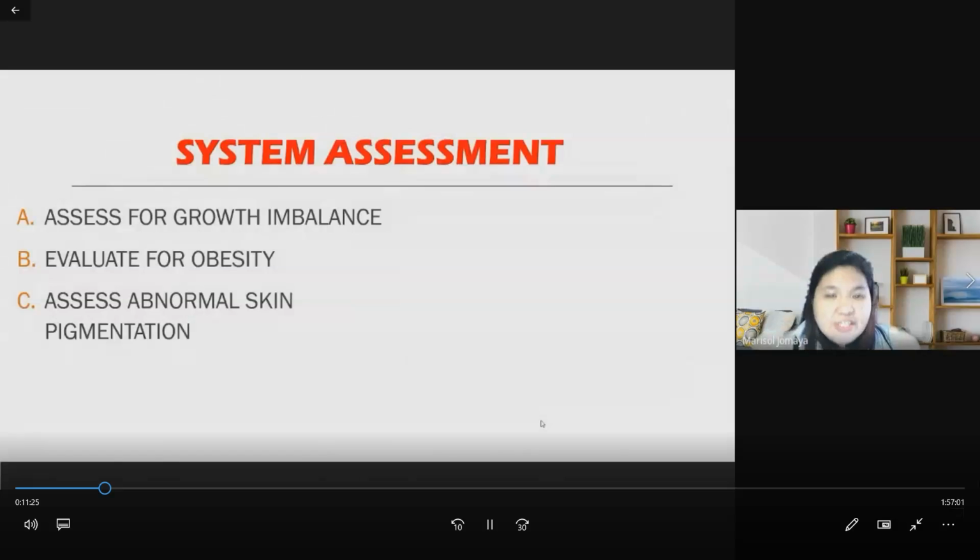Next, what other system assessment do you need to do? Assess for abnormal skin pigmentation. Yes, we have discussions about this, though I think in your case, I did not handle your infectious and integumentary disorders. So if you can still remember, in NCM 112, there were discussions about your integumentary disorders and also the manifestations or these several types of your lesions.